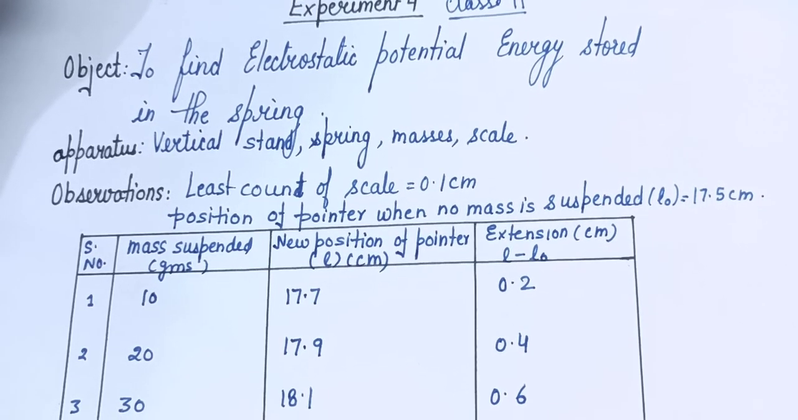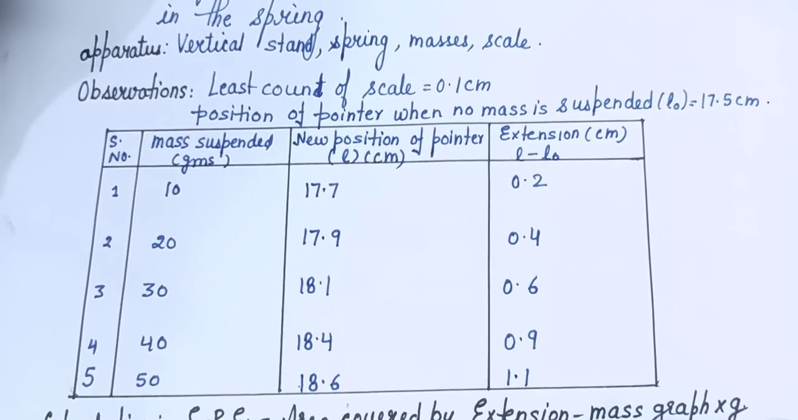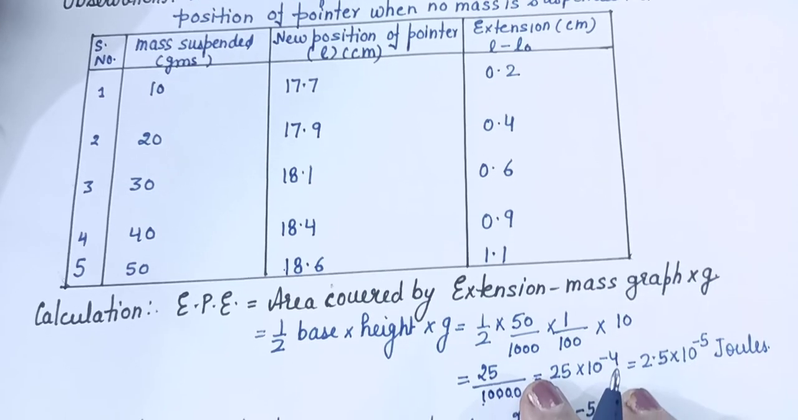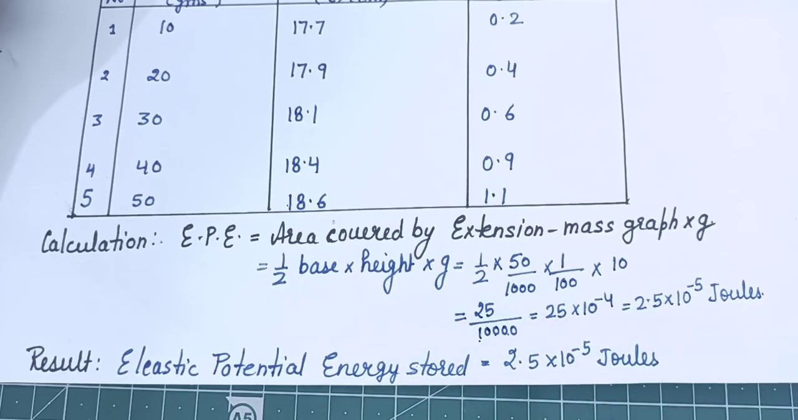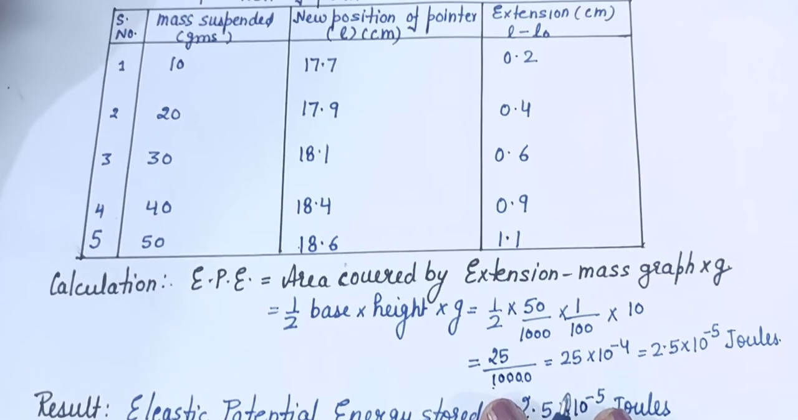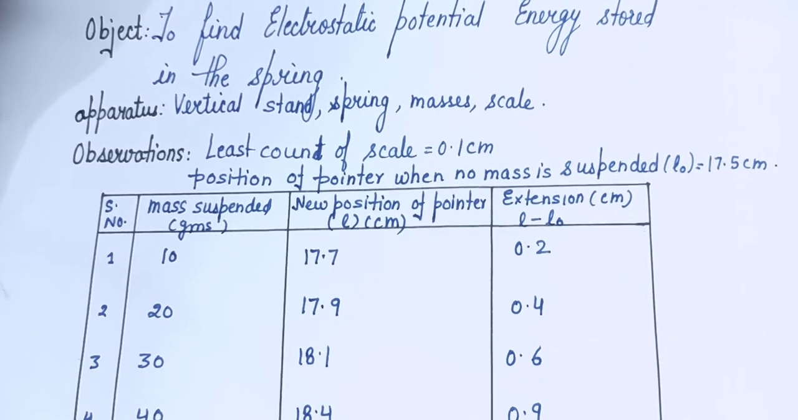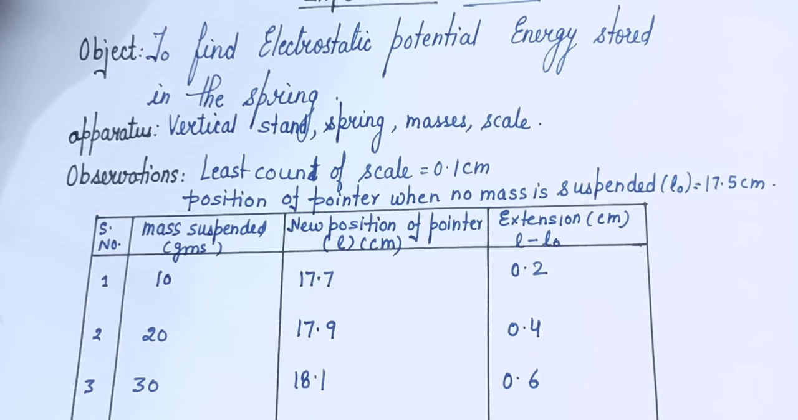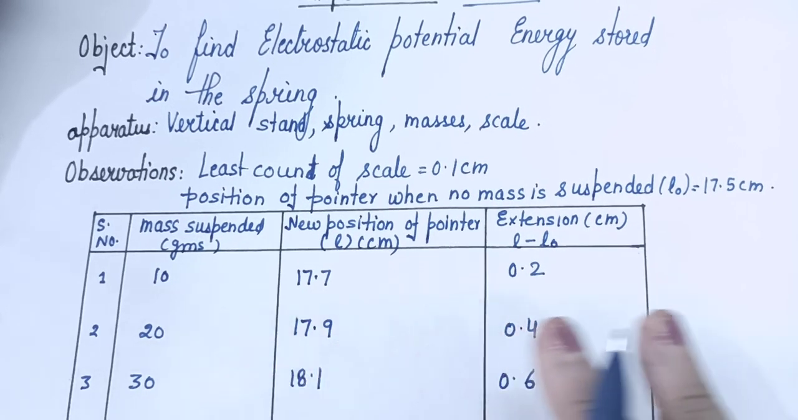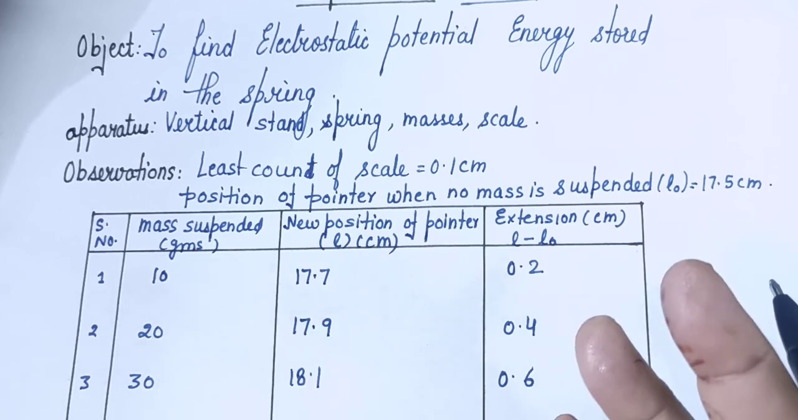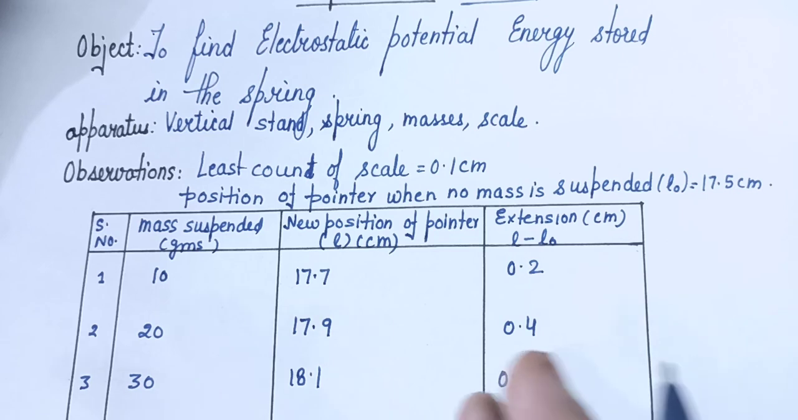So this is a quite simple experiment, and we can complete this experiment using the same readings which we took in the previous practical class. You have to paste the graph on the left side, so you have to draw the graph again using these readings, and then instead of calculating slope, you have to calculate the area covered by the graph with the x-axis.